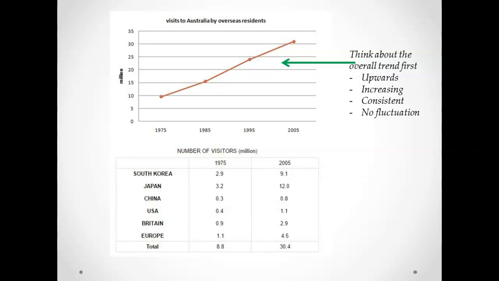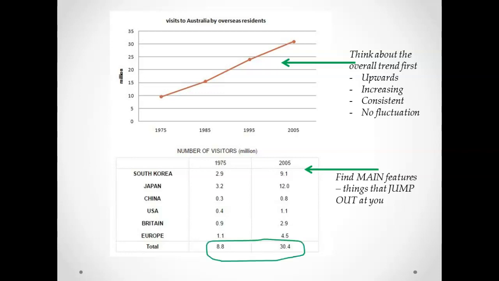What do you notice overall in the table? Just think about the main features, or we say in English, the things that jump out at you. For example, the difference in the total. So in a 30-year period, the number of visitors to Australia had gone up significantly. And find other parts of the table where the difference is really significant. You just want to focus firstly on the main features.